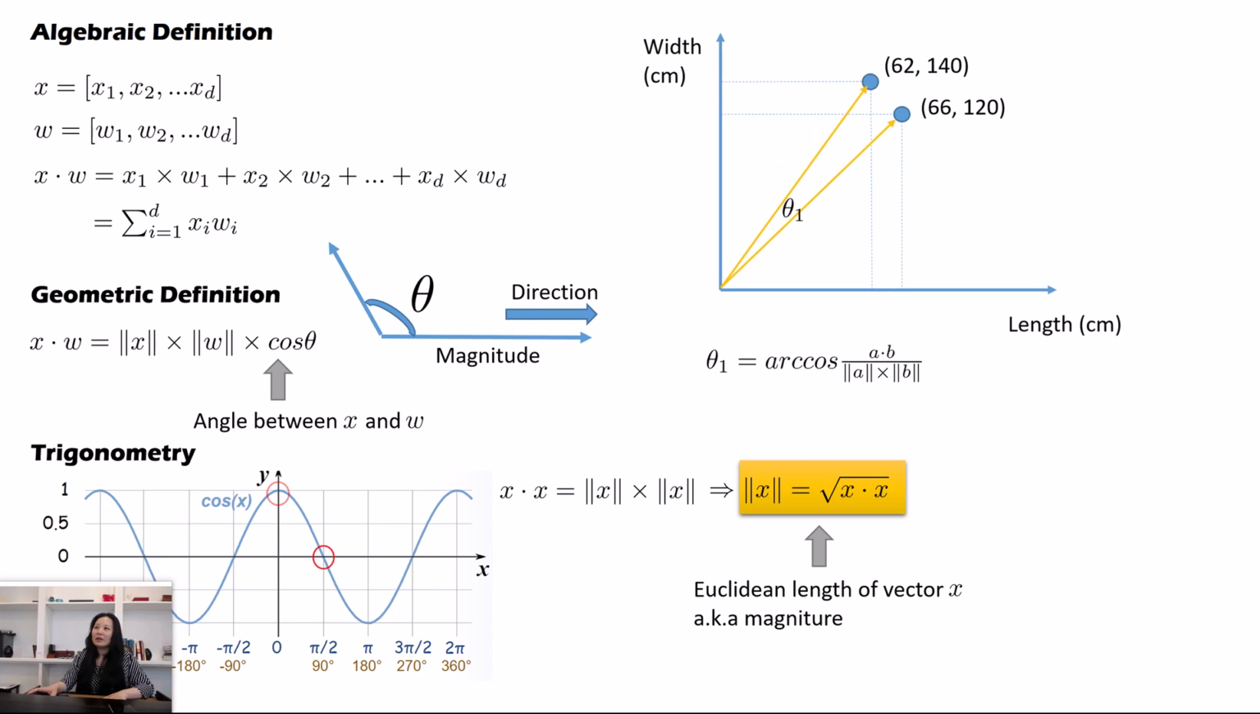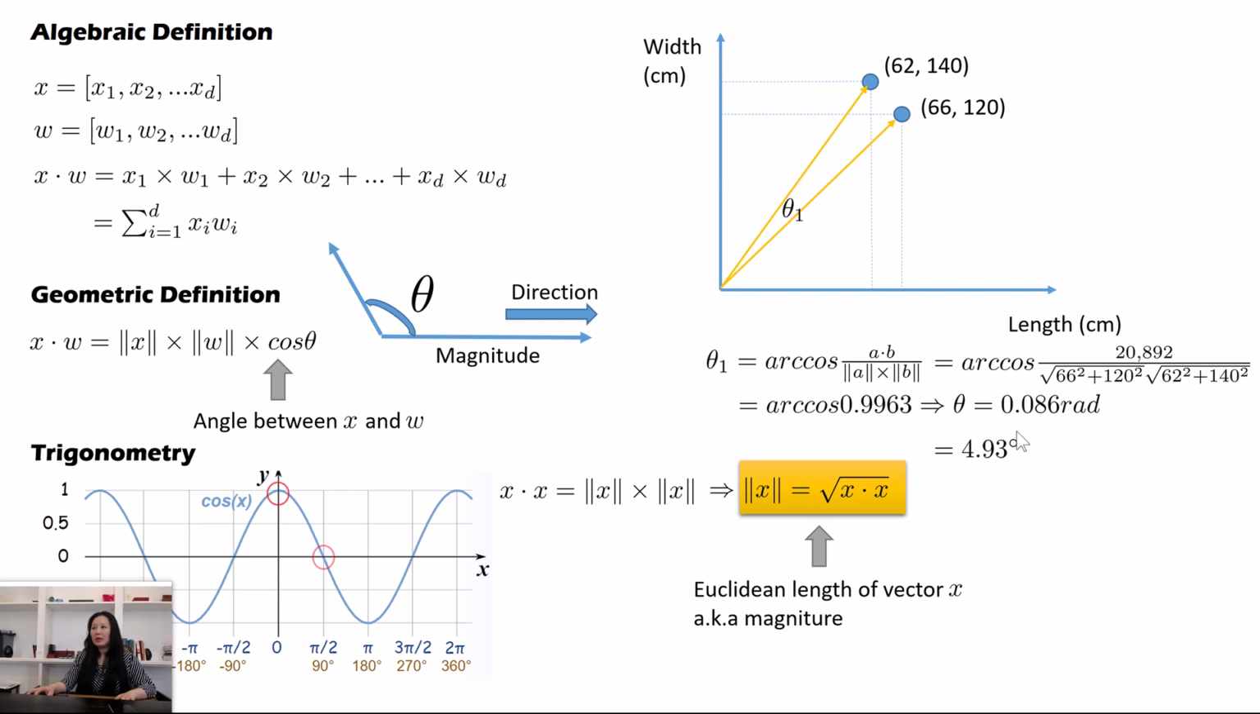Let's think about these two particular vectors that we have on the graph here. We have an angle between them. We call that theta sub 1. Theta 1 is equal to the arccosine of a dot b over the magnitude of a multiplied by the magnitude of b, derived directly from this geometric definition of the dot product. Plug in the numbers and we will get the result, which tells us that theta equals 4.93 degrees. By the way, how this is done is basically a simple lookup.